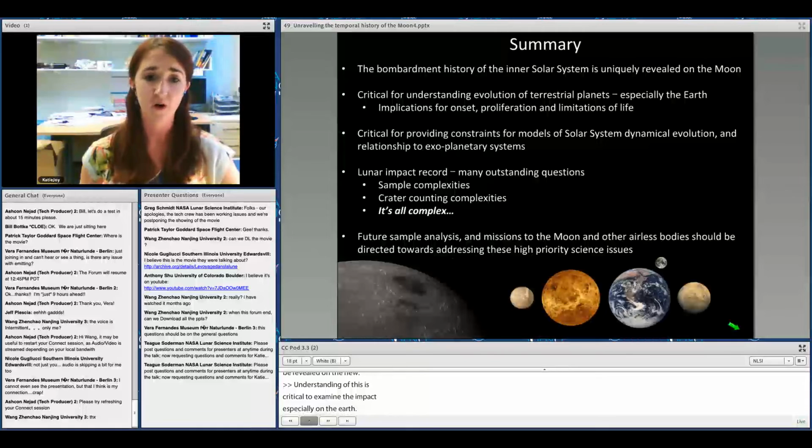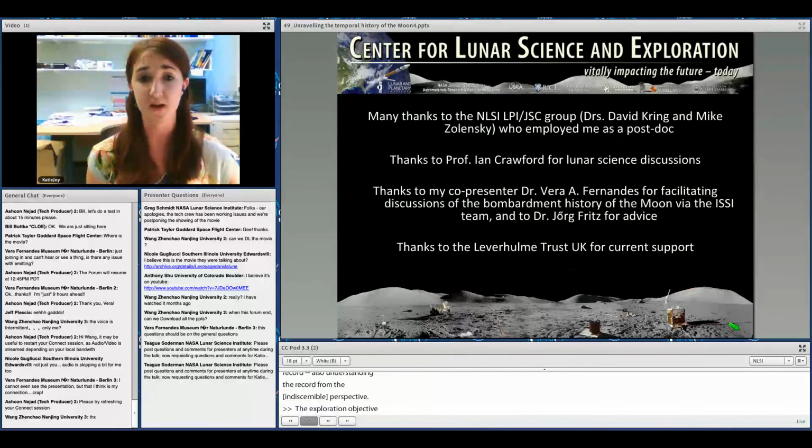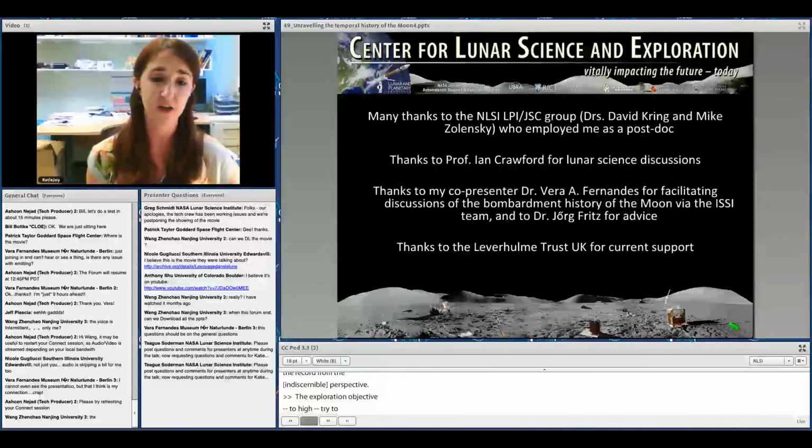And there are lots and lots of complexities from not only understanding the actual record we have from the samples itself, but also understanding the record we have from the crater counting perspective. And so future exploration objectives should really try and address these high priority science areas for understanding the history of the solar system and comparative planetology between the Earth and the Moon. And I'd just like to say thank you very much to all the people that have given me the opportunity to be here, and I'll leave it at that and take any questions.